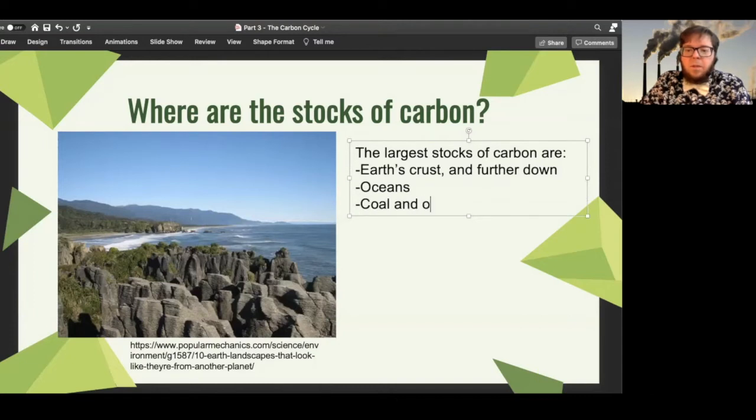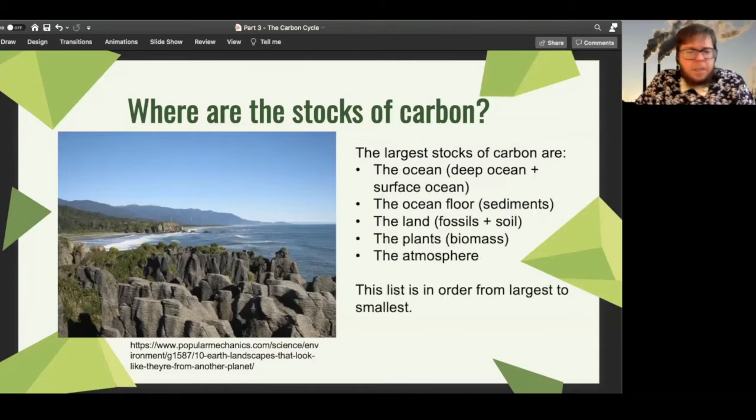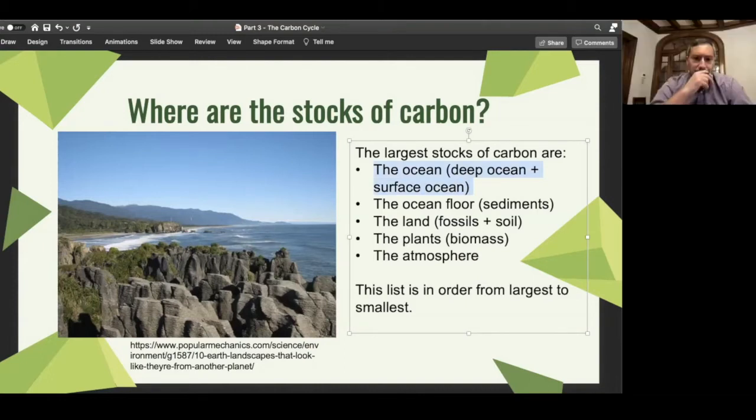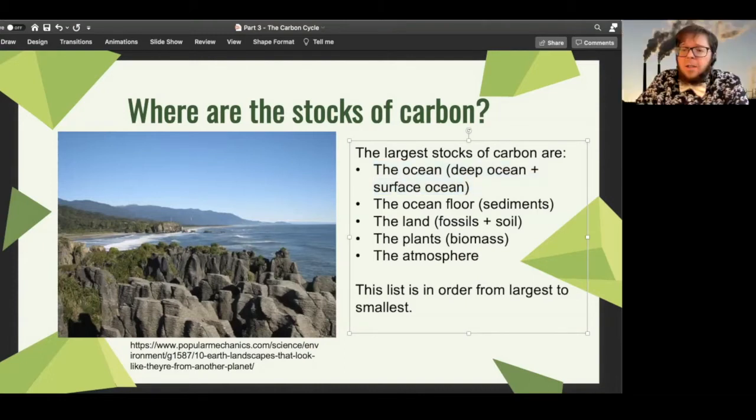Coal and oil deposits. Life made of carbon. So here is a list which is in order from largest to smallest. So the ocean wins, ironically, by a landslide. That's the deep ocean and the surface ocean. Climate models usually make a distinction between the two regions of the ocean by depth.